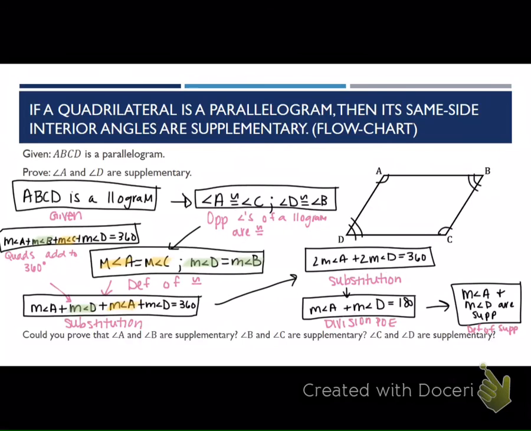Could you prove that A and B are supplementary? Yes, we could. We would just be replacing different things. You would keep A and B in this statement here. Wherever we see a D, we would replace it with a B. Wherever we see a C, we would replace it with an A. You could also do the same with B and C. You just need to keep B and C in your problem that way.